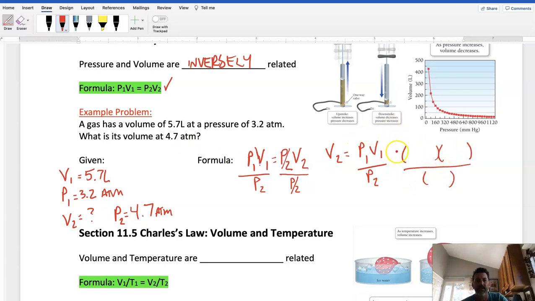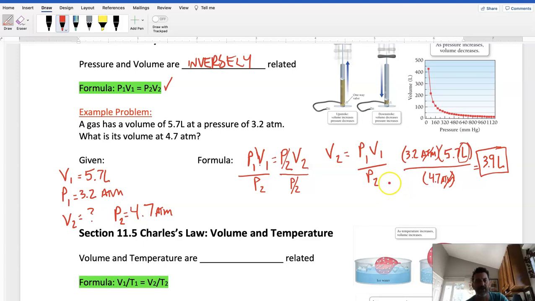So my P1 is 3.2 atmospheres. My V1 is 5.7 liters, and my P2 is 4.7 atmospheres. Okay, if you notice, atmospheres is in the numerator. It's also in the denominator. Those cancel out. Now I'm just going to do 3.2 times 5.7 and divide that by 4.7, and I should get 3.9 liters. I know what my unit is because it's the only unit that did not get canceled out.